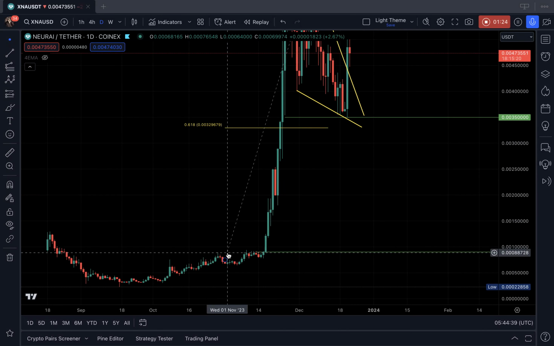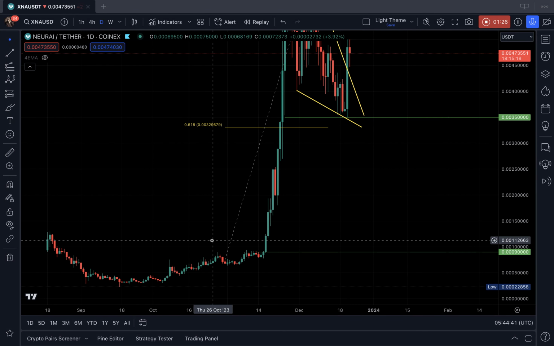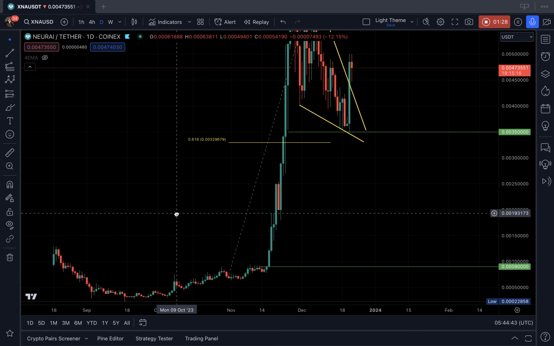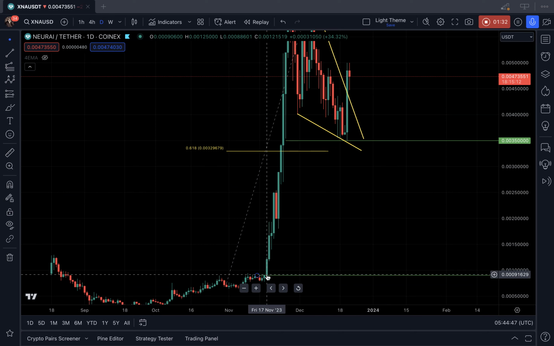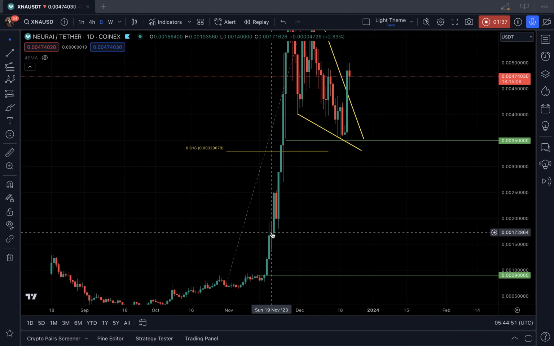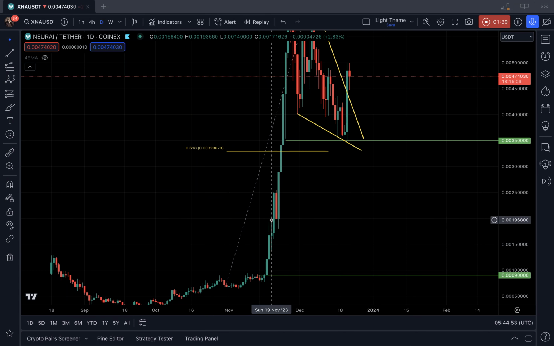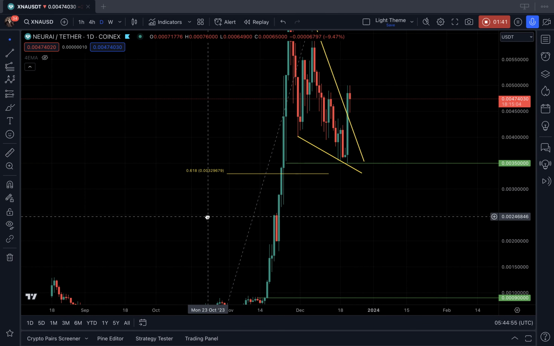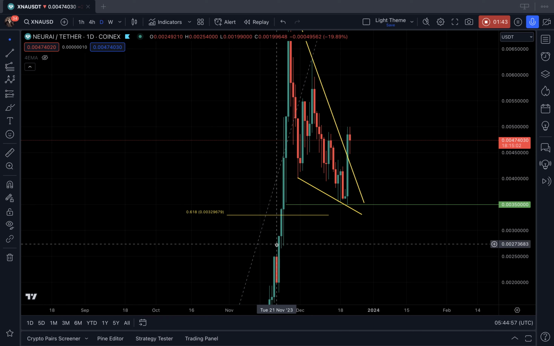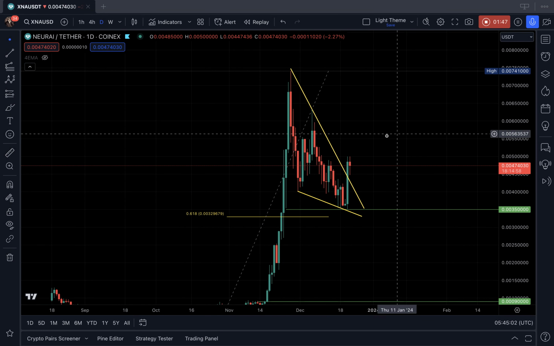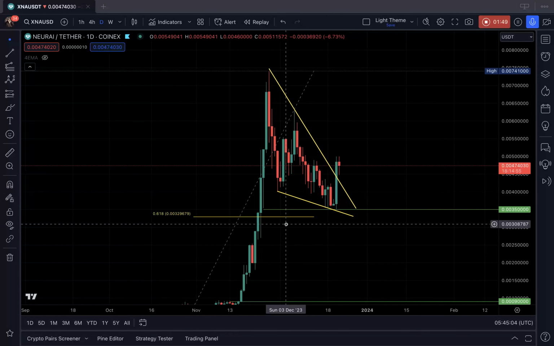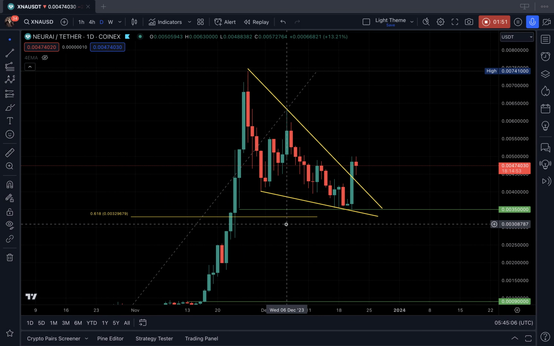Once we got to 0.009, you can see a very nice impulsive move. What do I mean by impulsive moves? You see wide range candles with no corrections, at least no substantial corrections. And XNA made a lot of progress, and it made this progress very quickly.